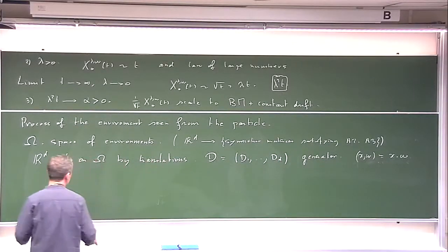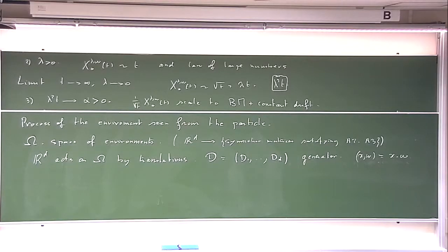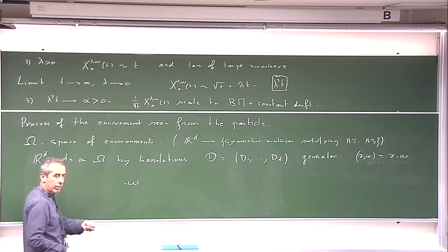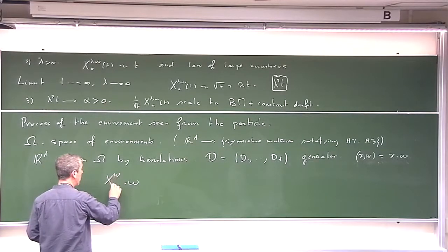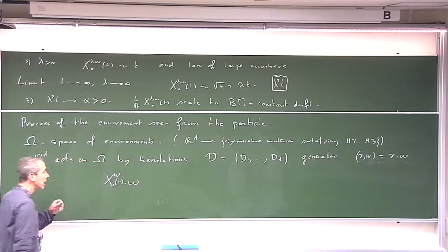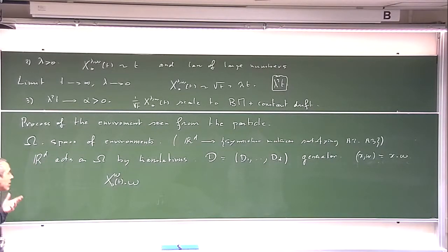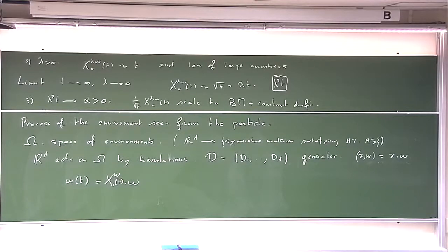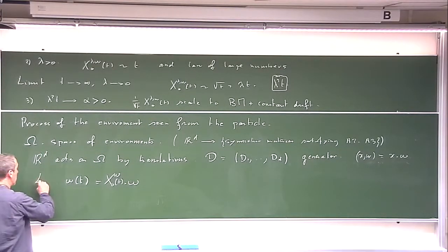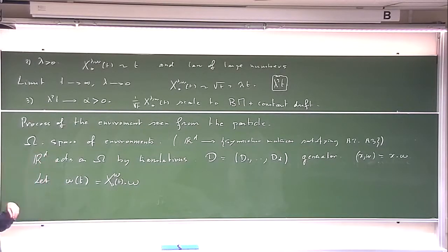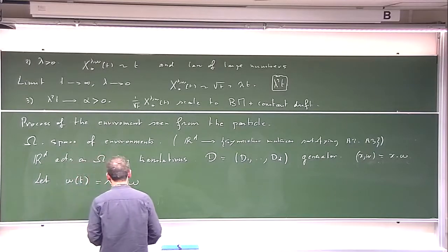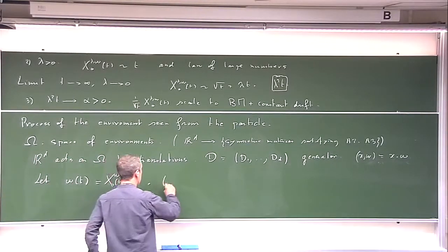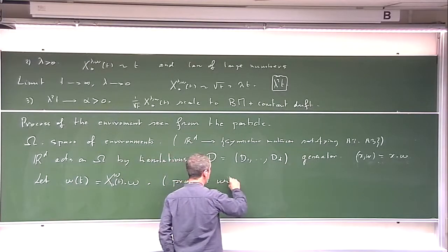So this is the generator. And now the process from the point of view of the particle is you look at the environment omega in which you are evolving, and you shift the origin to the current position of the diffusion process. So you look at X omega 0 at time t acting on the environment. That defines omega of t, a process with values in the space of environment. So we let omega of t be the environment seen from the position of the diffusion. And we have the process of the environment seen from the particle, and it's a process with values in omega.